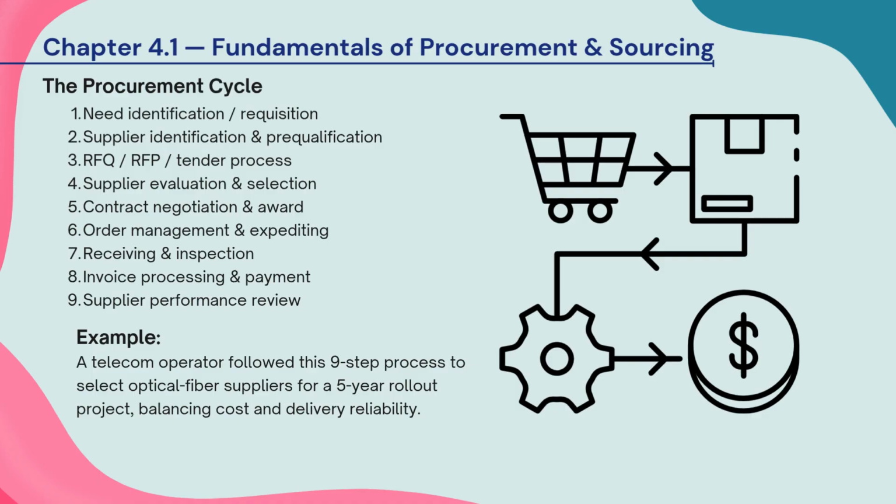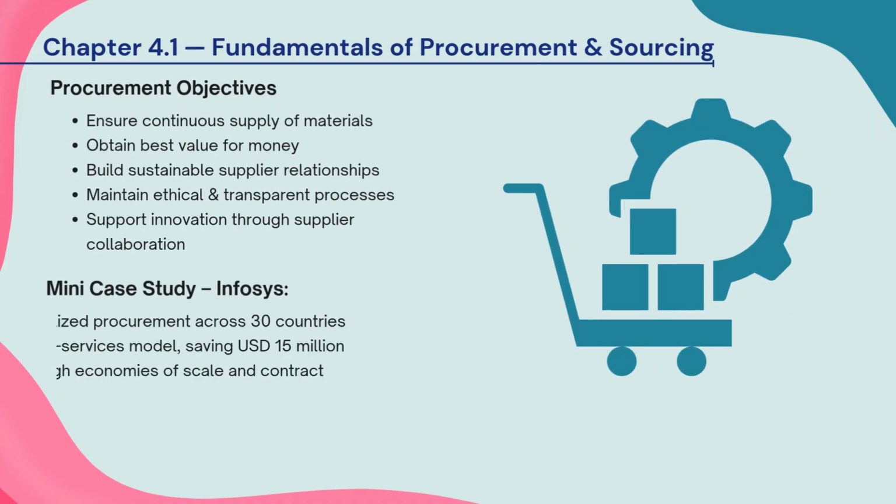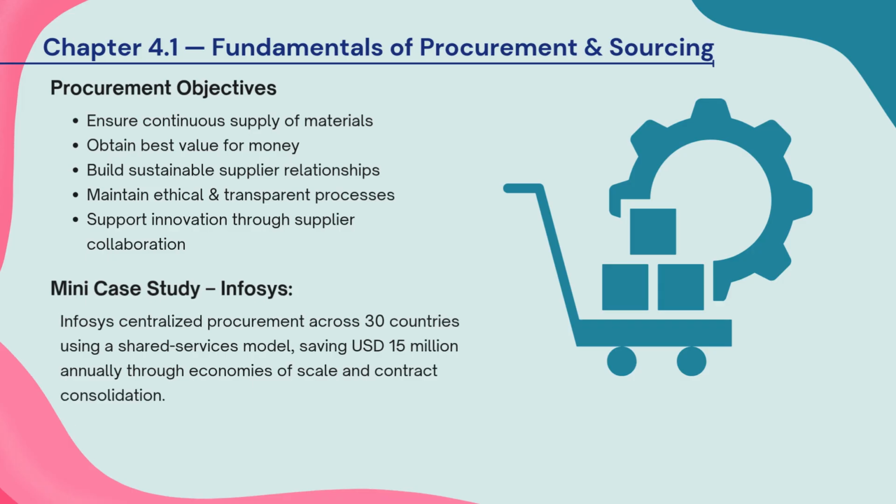and delivery reliability. This slide highlights the key objectives of procurement, ensuring continuous material supply, obtaining best value, building sustainable supplier relationships, maintaining ethical processes, and supporting innovation through collaboration. For example, Infosys centralized procurement across 30 countries using a shared services model, achieving annual savings of $15 million through economies of scale and contract consolidation.